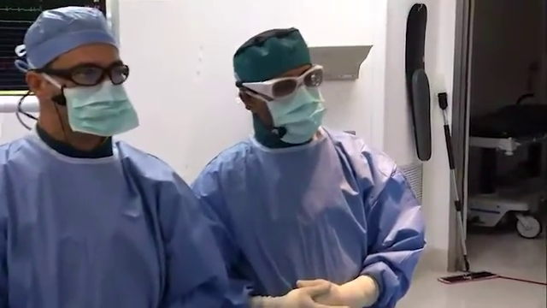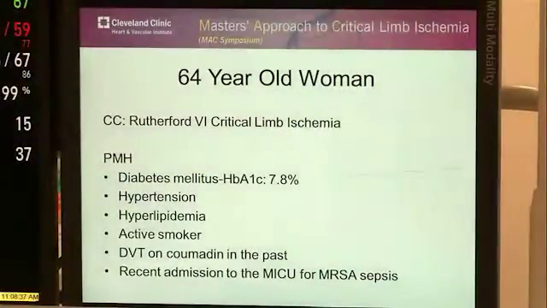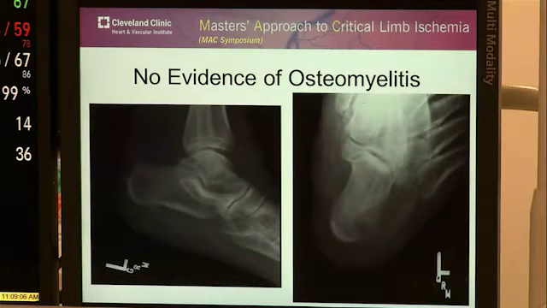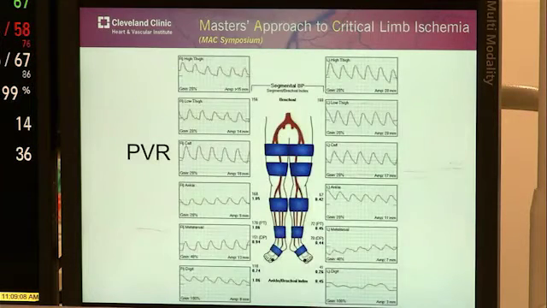First slide. This is a 64-year-old woman who comes to us with Rutherford class 6 critical limb ischemia. She has a past medical history of diabetes, relatively uncontrolled, hypertension, hyperlipidemia, active smoking, remote history of EVT, and a recent MICU admission for MRSA sepsis. These are pictures of the left lower extremity showing marked tissue loss. Next slide. No evidence of osteomyelitis on the X-rays.